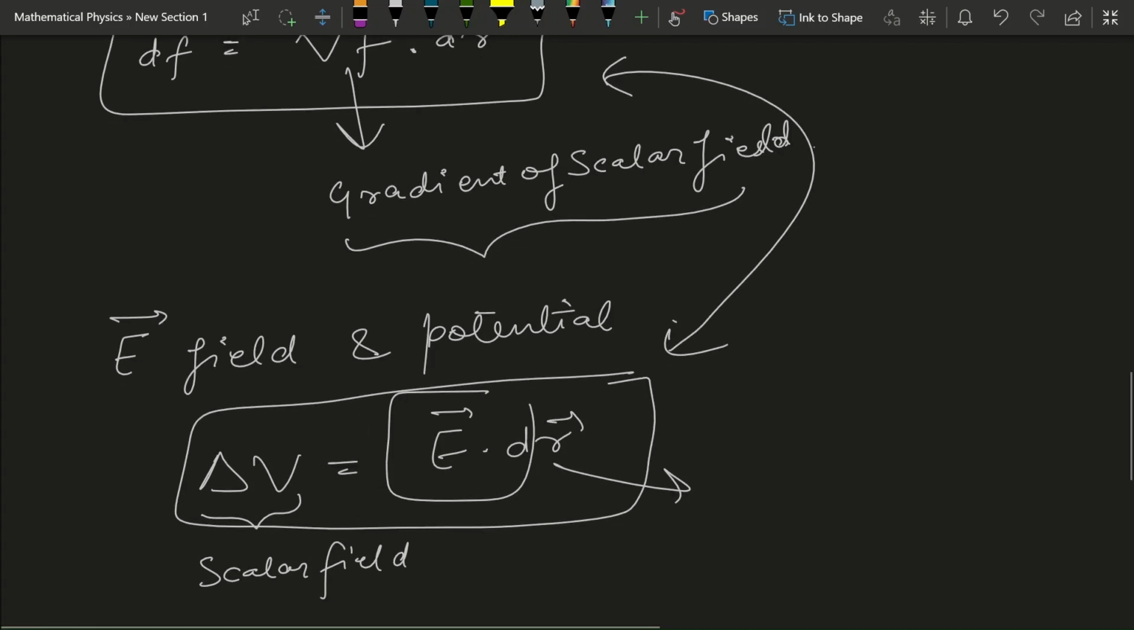In the same way, we also have a gravitational field, and corresponding to that, we have a gravitational potential field. So gravitational field will be the gradient of the gravitational potential.